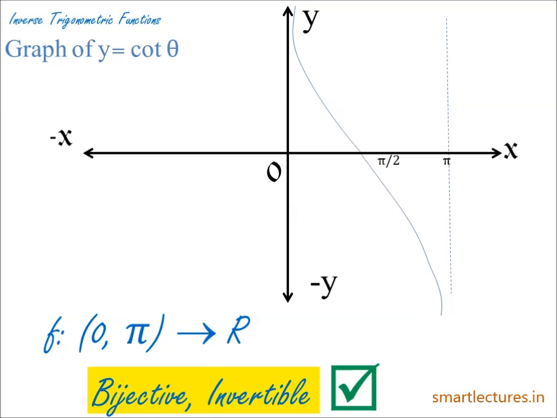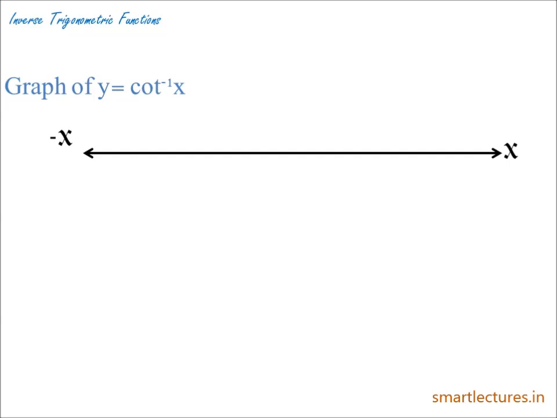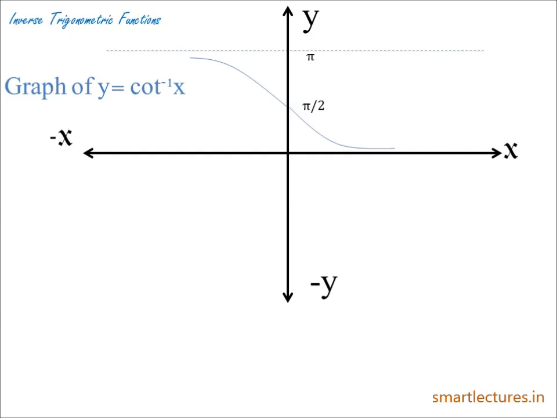So now let's draw the graph of y is equal to cot inverse x. Just like in the case of other trigonometric functions, we can draw the graph of cot inverse x by interchanging the x and y axis in the graph of y is equal to cot theta. The domain of the cot inverse function is the set of all real numbers. And its range is the open interval 0 to pi.